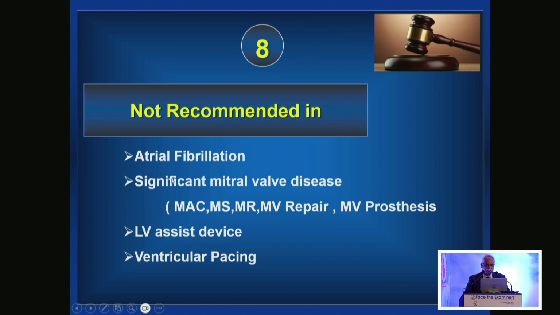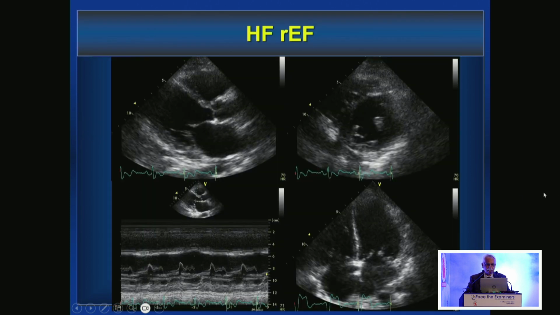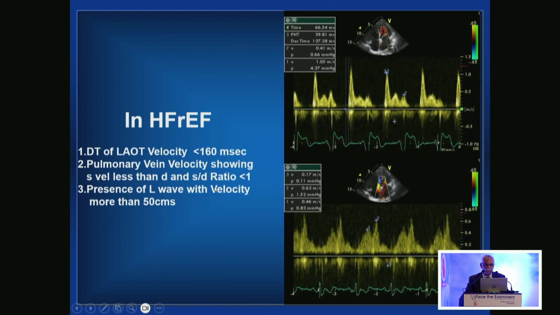In patients with atrial fibrillation, mitral valve disease, left ventricular assist device, and ventricular pacing, we cannot use these criteria. And there are certain other diseases in which assessment of diastolic dysfunction is going to be much more difficult. There are certain other parameters which can be used.